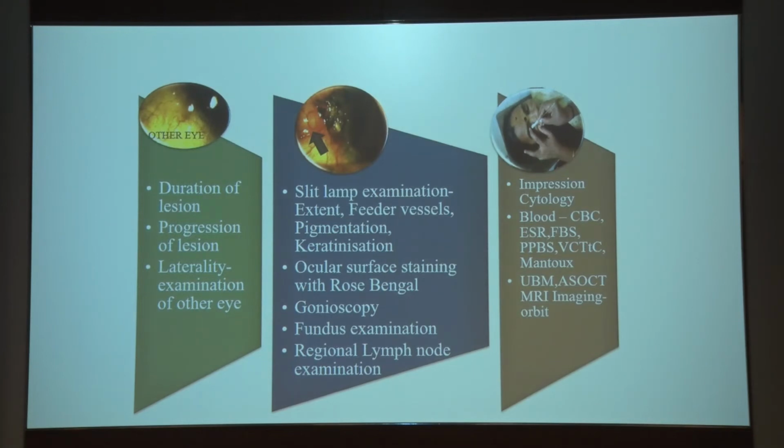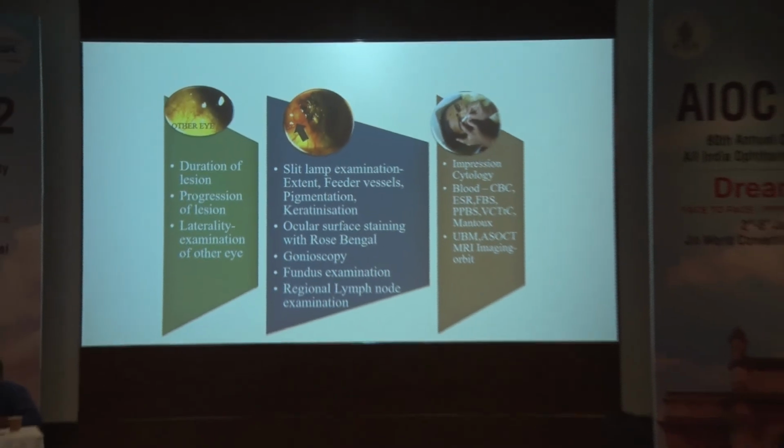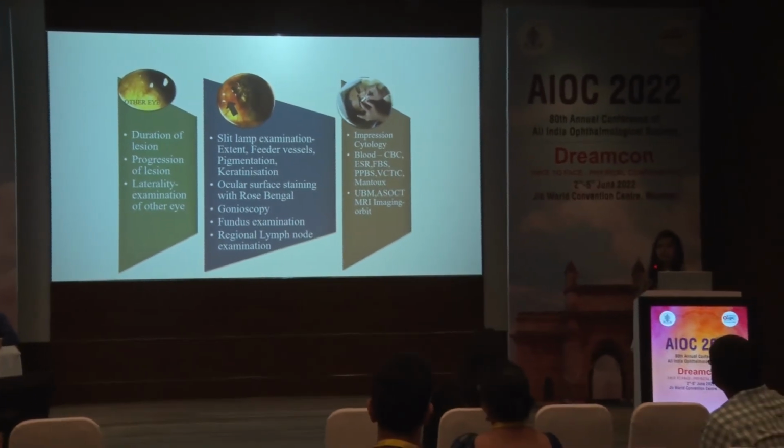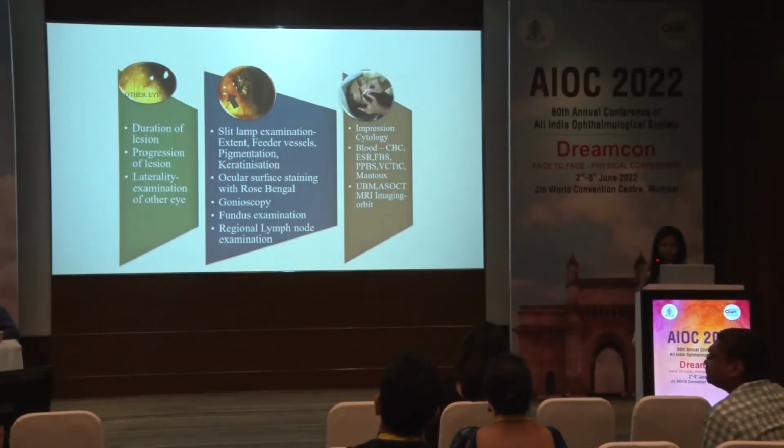And again, you should do a step-by-step approach and make a note of the vascularity, describe the vessels which are entering into the lesion, look for any keratinization, and ocular surface staining with rose bengal. If you see keratinization and if you see an ocular surface staining with rose bengal which is positive, that is very, very specific for an ocular surface squamous neoplasia. Impression cytology doesn't have much value in the era of anterior segment OCT, but you can do it even for small lesions.